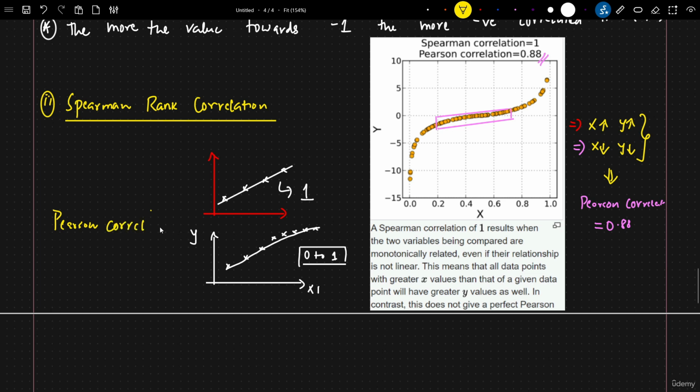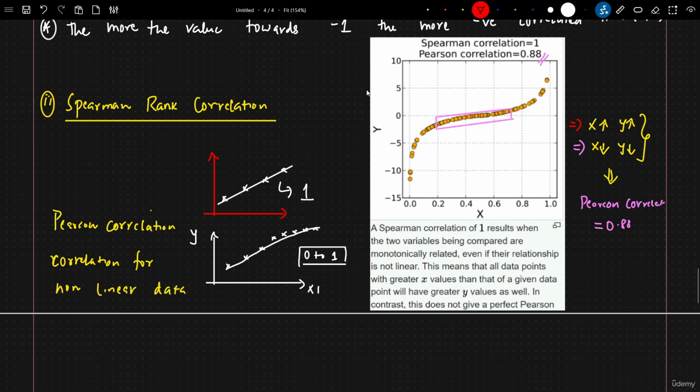Pearson correlation is not able to capture the correlation for non-linear data. What does non-linear data basically mean?